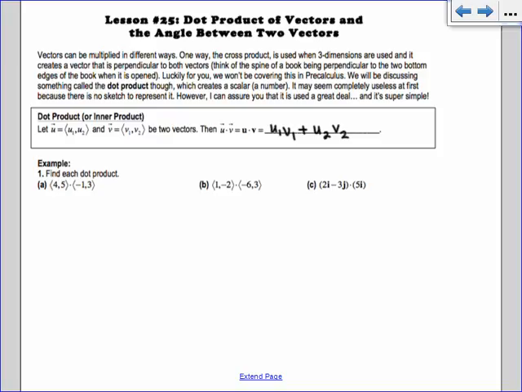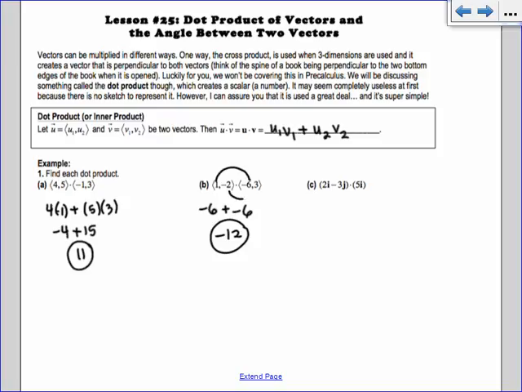So in example number 1, I have 4, 5, and I have -1, 3. So I'm going to do the 4 times the -1, and I'm going to add it to the 5 times the 3. So I get -4 plus 15, which creates the number 11. So 11 is the dot product of those two vectors. All right, so the next one, I'm going to have -6 plus -6, so I end up getting -12. So I just took the two x components, multiplied them together, took the y components, multiplied them together, and then I added and got -12.